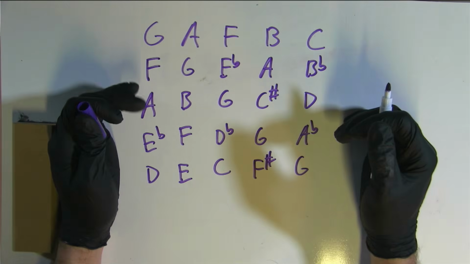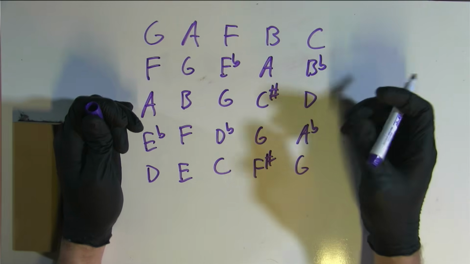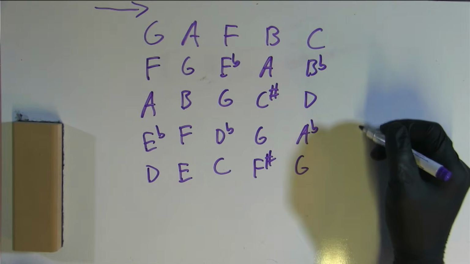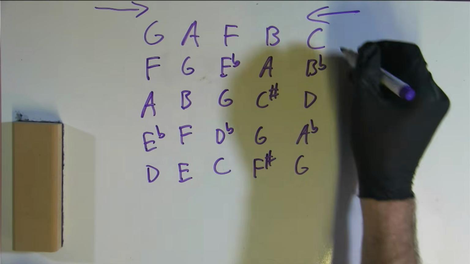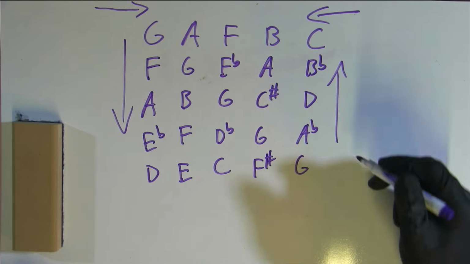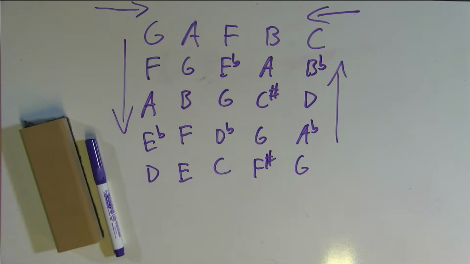So now you have your box, your matrix box. You can read it that way, you can read it that way, you can read it that way, you can read it that way. And so right away, you have all of these scales that I will now play you. G, A, F, B, C.